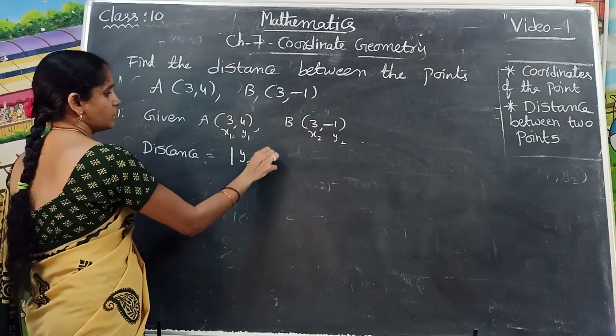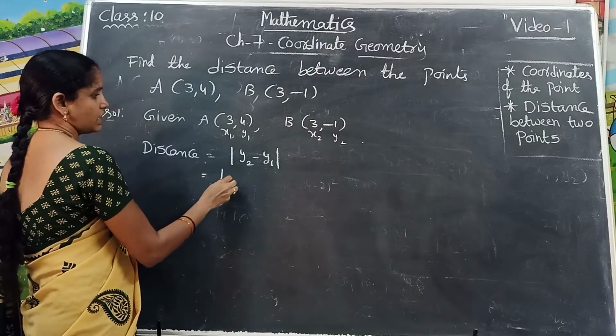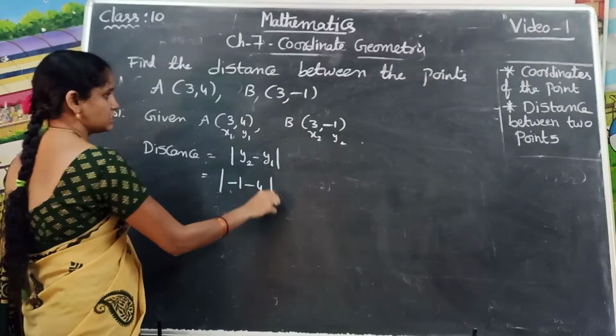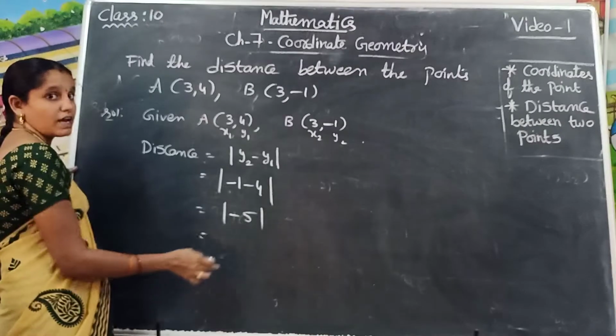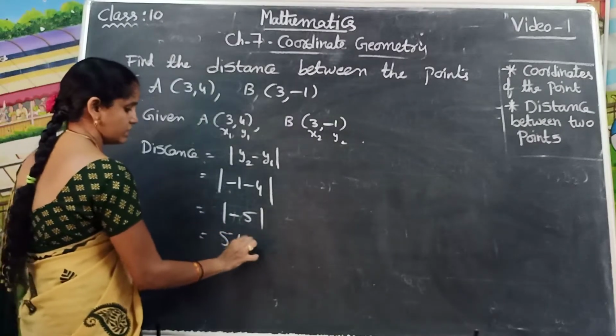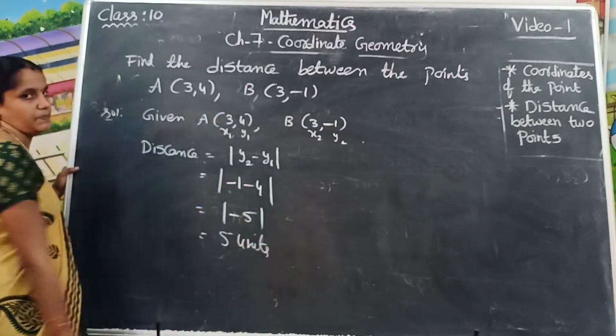Modulus of y2 minus y1. What is y2 minus y1? Minus 1 minus 4. How much? Mod minus 5. What is the absolute value of mod minus 5? 5 units. That's why we are keeping the mod here.